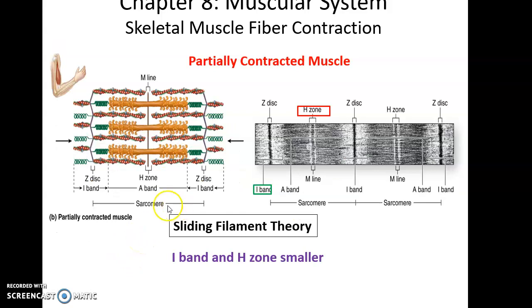Then when you start to contract the muscle, what happens is the thick filament pulls the thin filaments toward the M line. And of course, when the thin filaments get pulled toward the M line, that drags the Z discs so that the overall size of the sarcomere gets shorter. And this means there's now more overlap. So the H zones get smaller and the I bands get smaller. And that is with a partially contracted muscle.